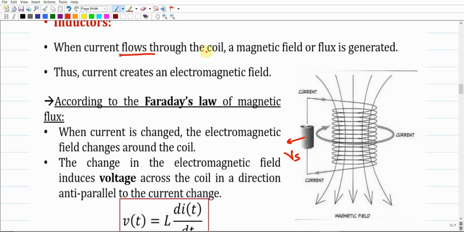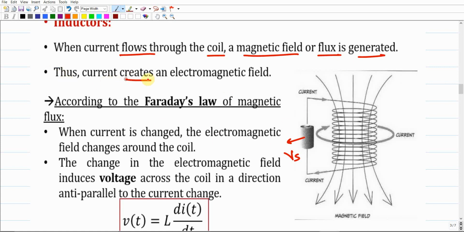So when current flows through the coil, a magnetic field or flux is generated. Again, the magnetic field is a kind of force or energy, magnetic energy, that is going to be generated around these coils.